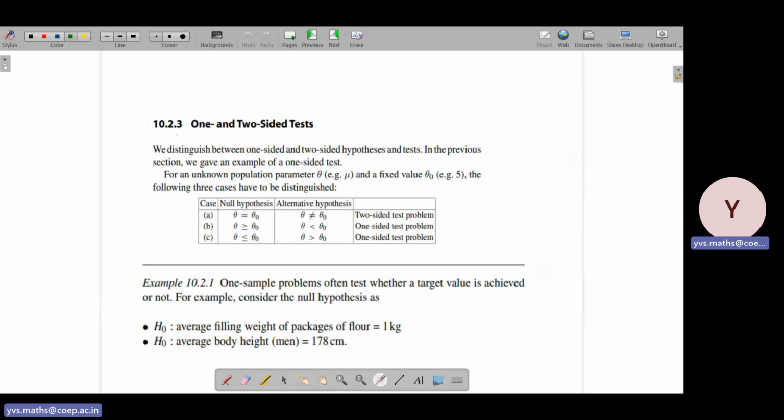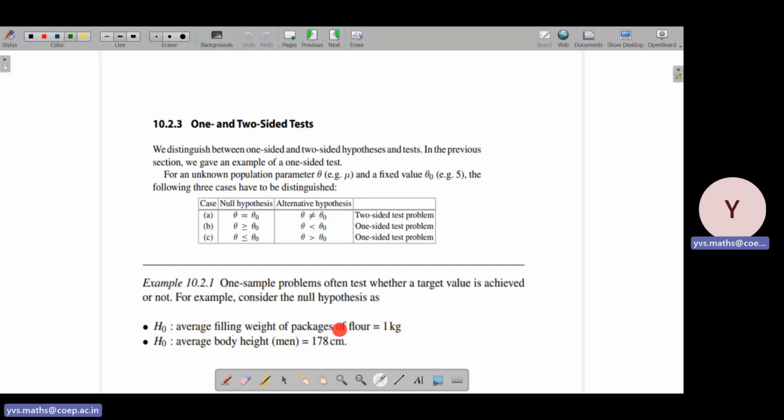I hope the question is now clear to all of you. Now let's see this example, a one sample problem we are going to deal with right now. Suppose your null hypothesis is that the average filling weight of packages of flour is 1 kg, or your null hypothesis might be that the average body height of men in some sample of some population is 178 centimeters.